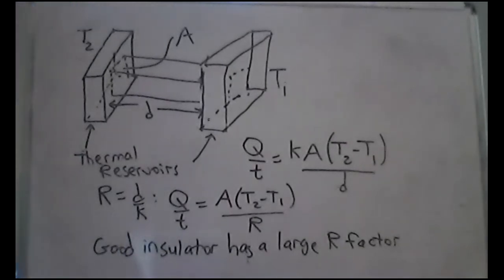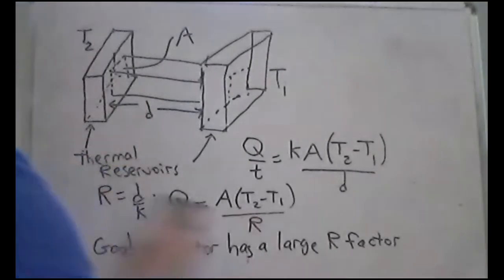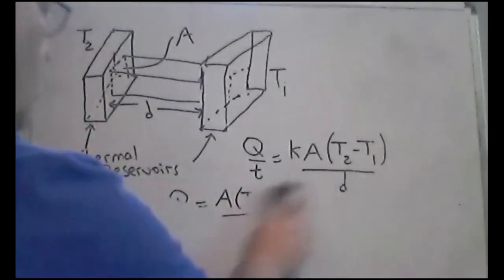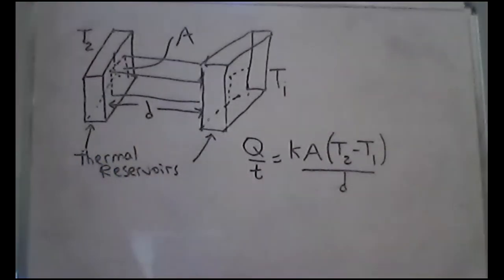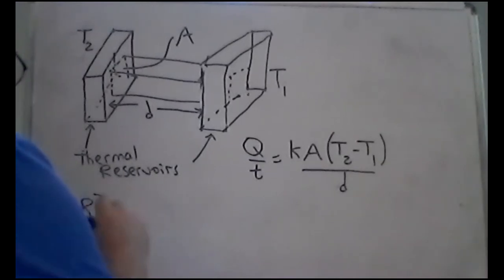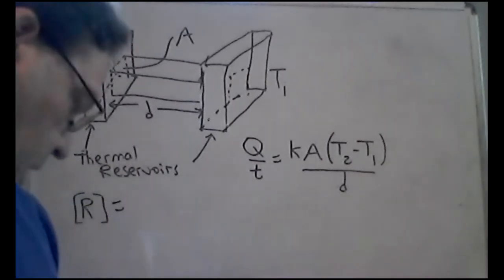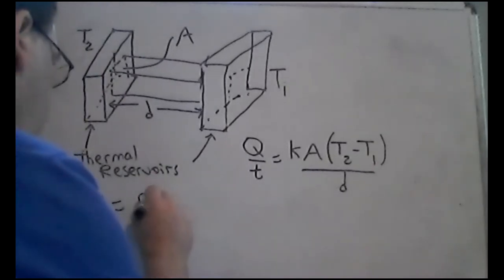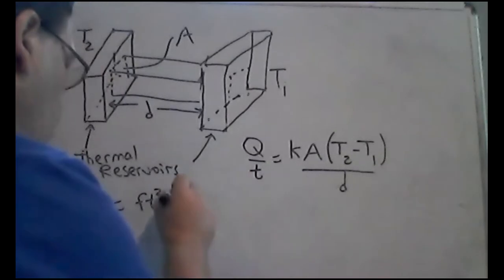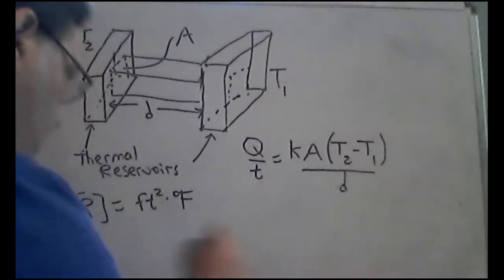R factors have interesting units. Again, the HVAC industry has a lot of really great units that are very, very outdated. I was very surprised. I had an engineering co-op job at a refrigeration company called Hussmann Refrigeration. They make refrigeration cases for supermarkets. And I was blown away by the units used in the industry. So for instance, the units on an R factor, strange as it may seem, are feet squared times degrees Fahrenheit per BTU.